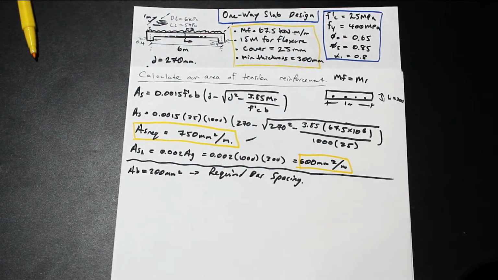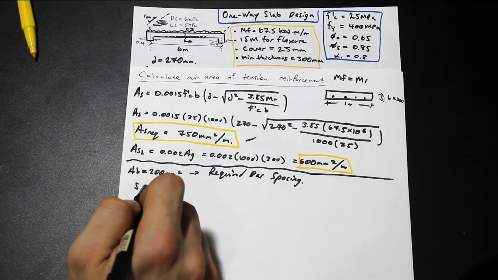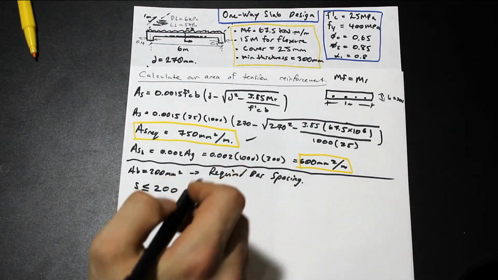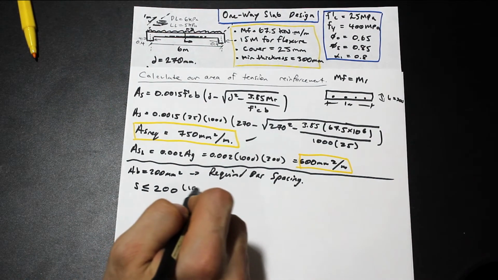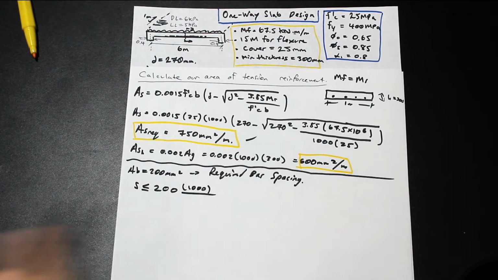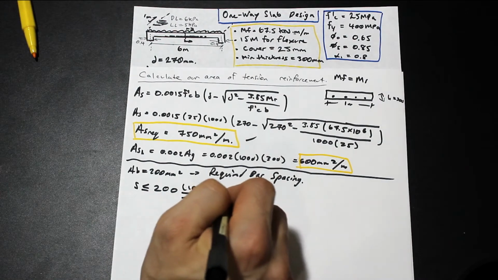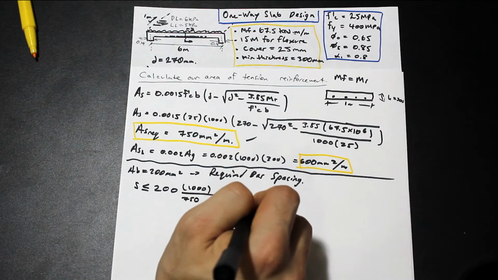So we need to space the bars, and we need to space them according to the code. There's a minimum and a maximum that we are allowed to space the bars at. So let's check that. The spacing must be less than or equal to, and this is just the formula here: we take the area of a bar, multiply that by B, which is 1,000, and divide that by the amount of steel that is required, so that's 750. If we plug that in, we're going to get 267 millimeters.